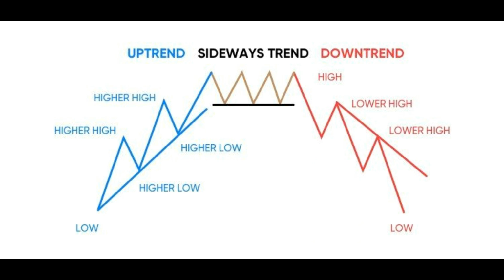There are three different types of trends. First, you have an uptrend, where the overall trend of the market is upward. Then you have a sideways trend, where the market trend is ranging below resistance and above support. Last, you have a downtrend, where the overall trend of the market is downward.